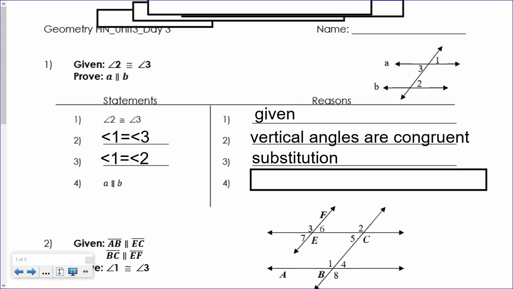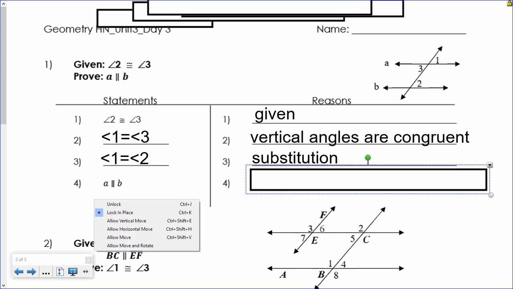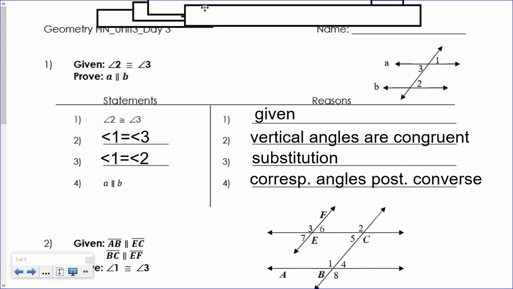So now that I know that angle 1 and angle 2 are congruent, how can I use that to then prove that the lines are parallel? That's the corresponding angles postulate converse. Because if you have the angles first being congruent, then you can conclude that the lines are parallel. So that's bringing back what Daniel was saying. We are going to use corresponding angles, but after the fact, not before. We're using them to prove that the lines are parallel.